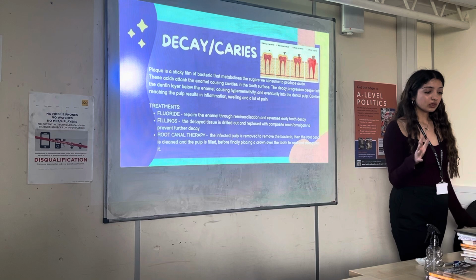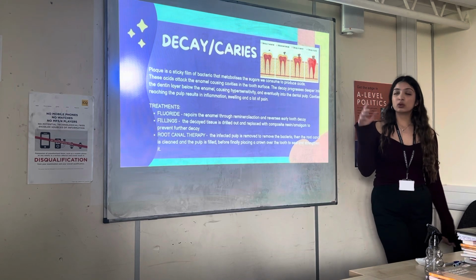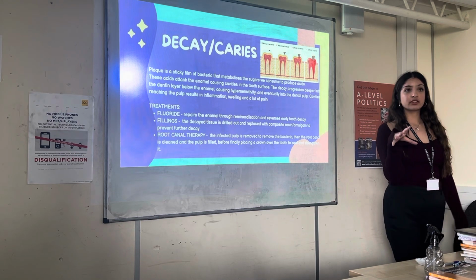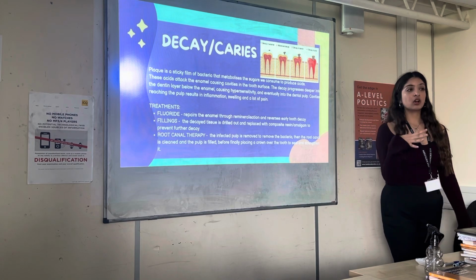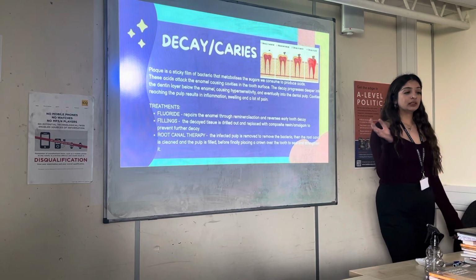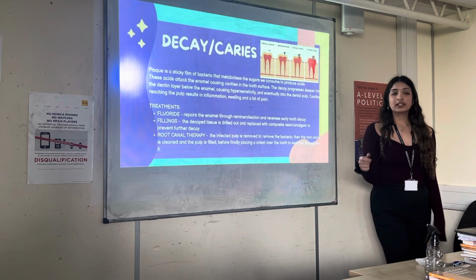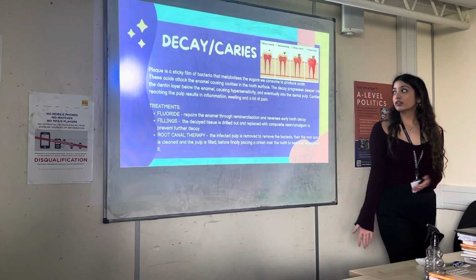demineralization of the enamel and the dentin underneath. So what happens is plaque, which is a sticky form of bacteria, forms on your teeth, and that metabolizes the sugars you consume, like in carbohydrates, and that produces acids which attack the enamel, causing holes in the tooth surface, which we know as cavities.